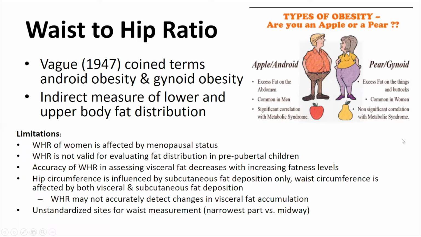Pear or gynoid-shaped bodies are where excess fat is carried around the thighs and the buttocks. And this is common in women. And this is not associated with an increased risk of metabolic syndrome.